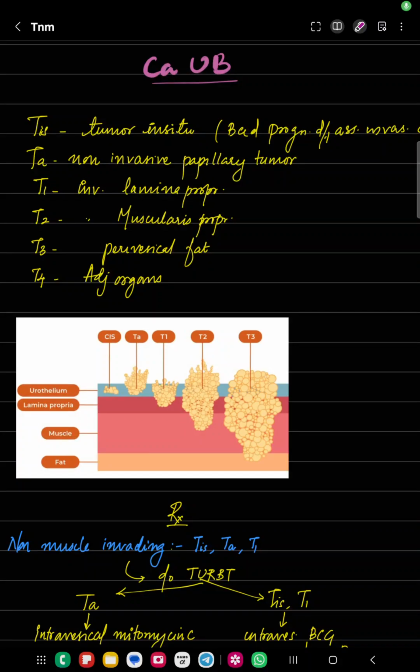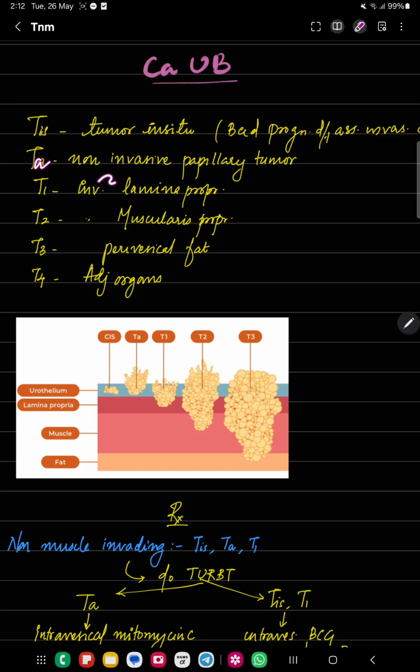Today we are going to see the TNM staging of urinary bladder cancer. Basically we are focusing on the T staging. So TIS means carcinoma in situ. But in this case carcinoma in situ has got a bad prognosis because there will be associated invasive carcinoma which we usually miss in the diagnosis.